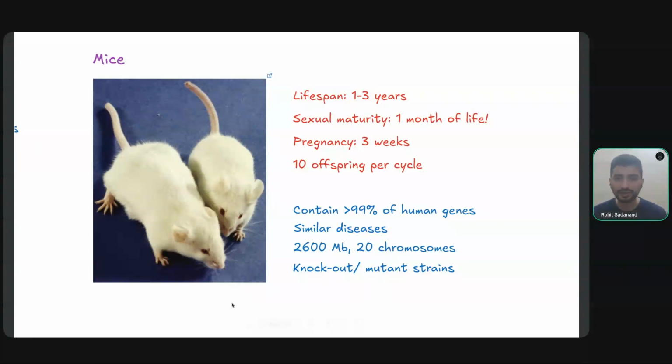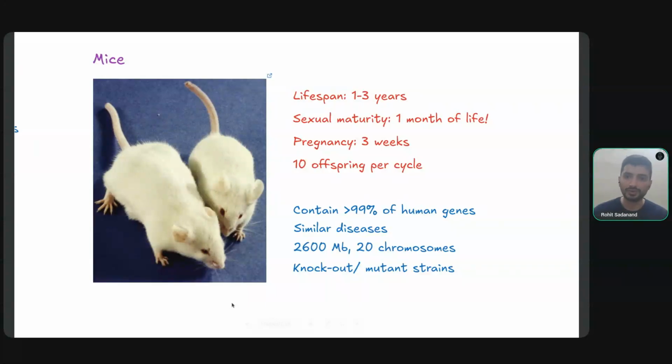So you can potentially knock a gene out and see what effect it's having in these organisms and then extrapolate it to the humans. Moreover, there are diseases in humans which behave very similarly in rats and mice as well, and they make really good model organisms to study not just the course of the disease but also to study the effect of potential therapies.